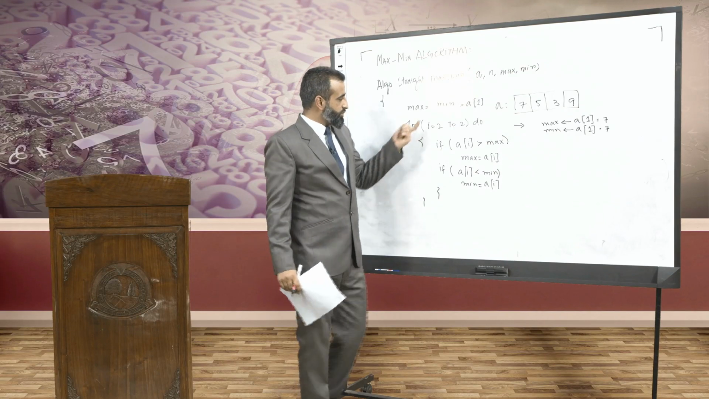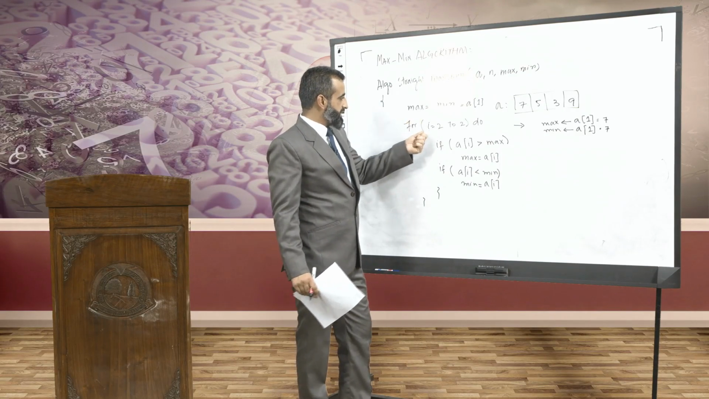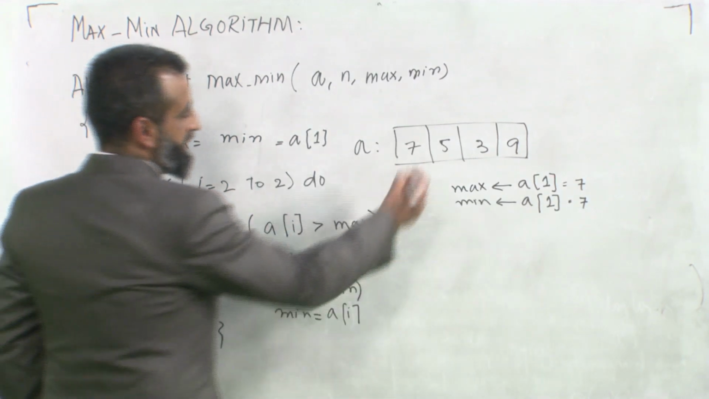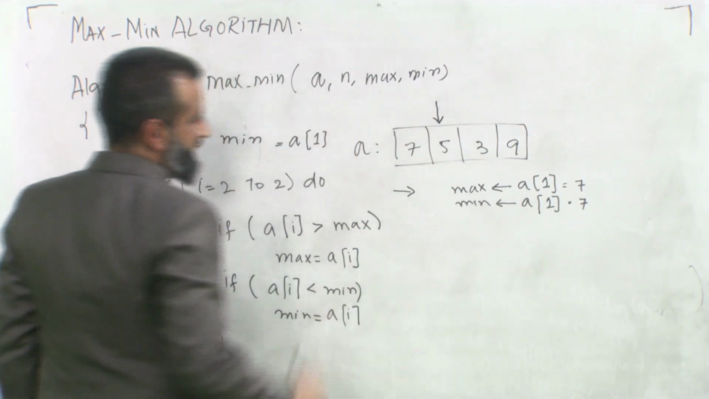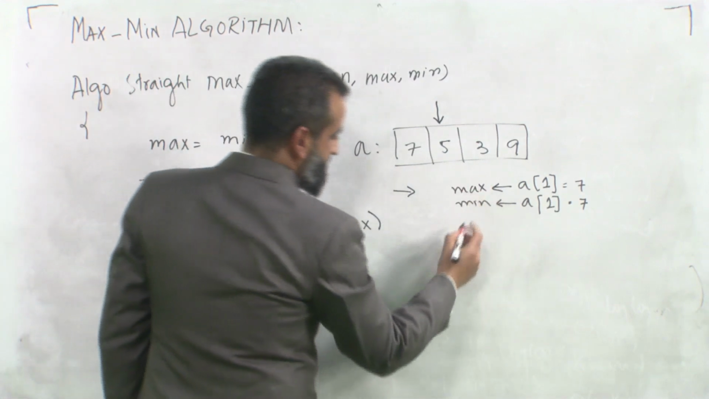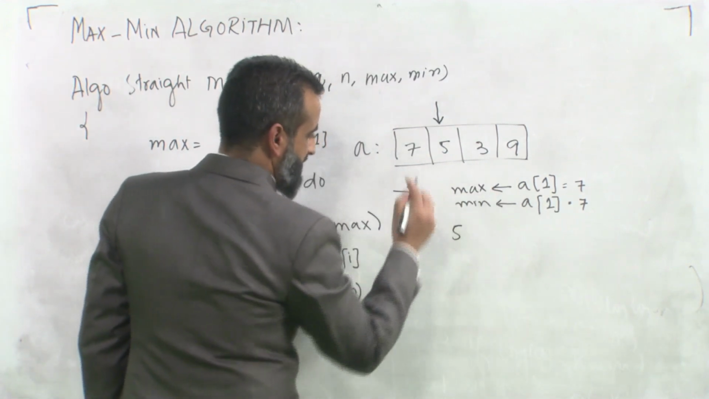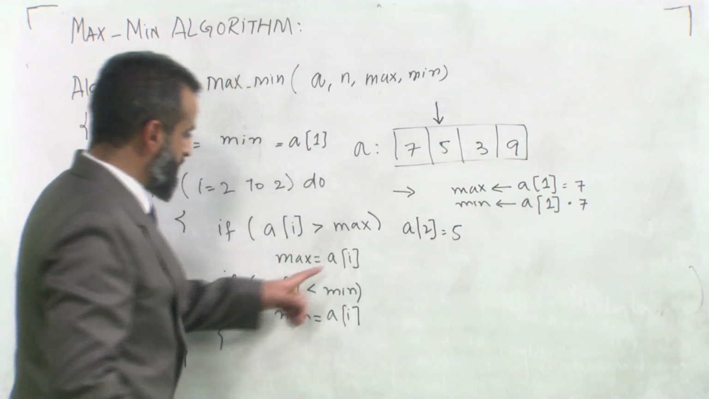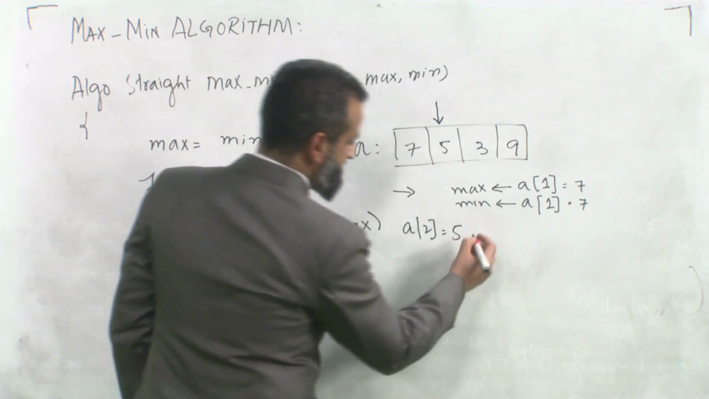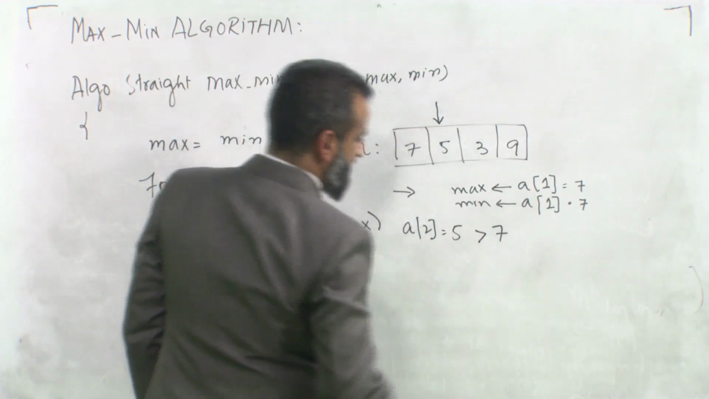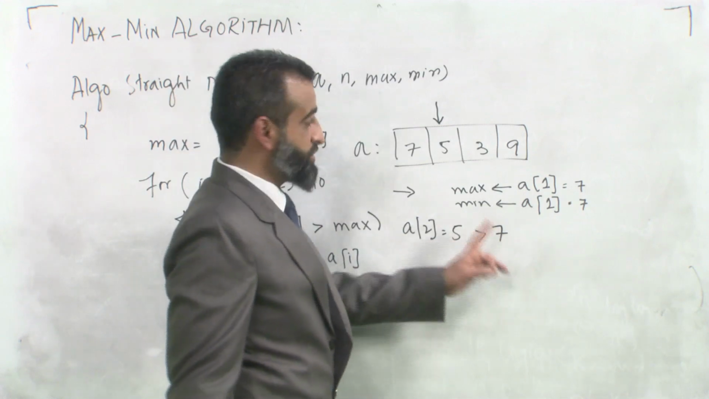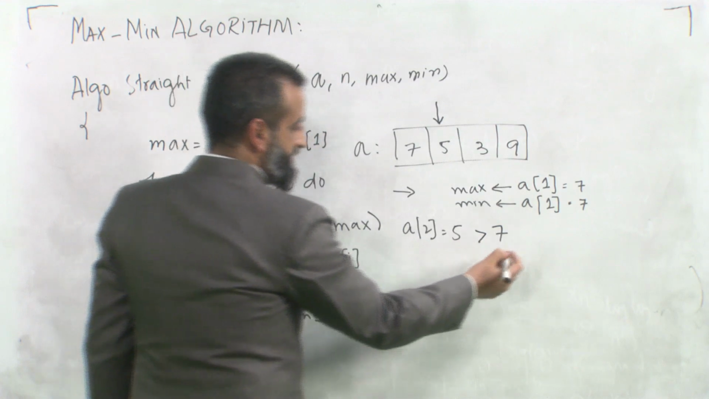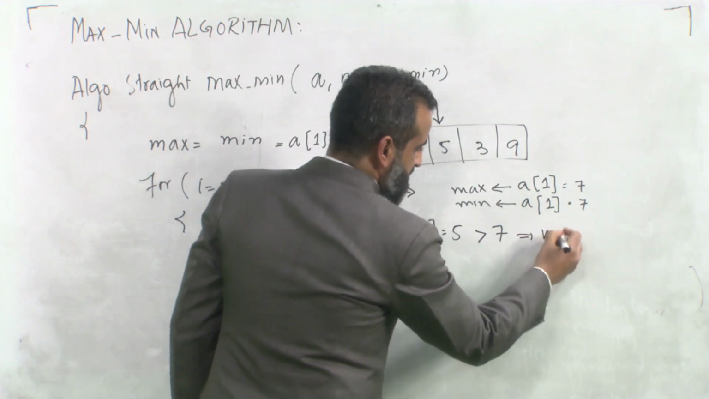Let's try to understand how this loop will work. Once the loop starts working, the loop index is initialized with the value of 2. That means the index is now pointing towards the second element. We'll compare the second element, that's 5, with max. So a of 2 is equal to 5, and we start comparing it with max. Is this 5 greater than 7? It is not true in this case, it's smaller than 7. If it were true, then we would store that in max.